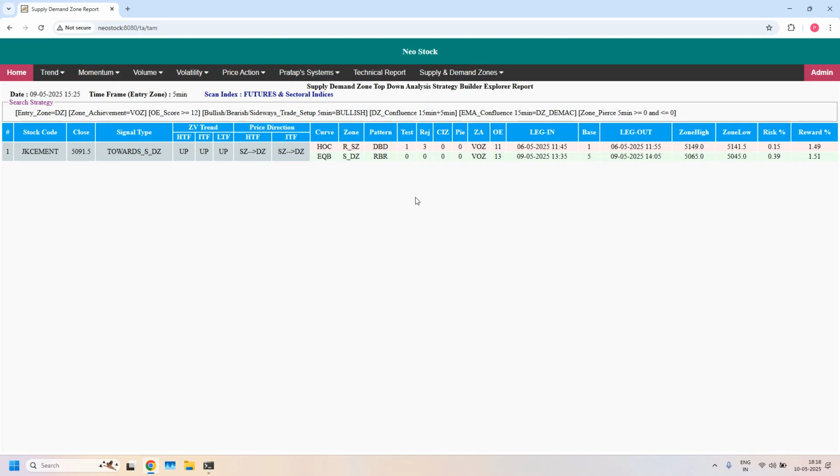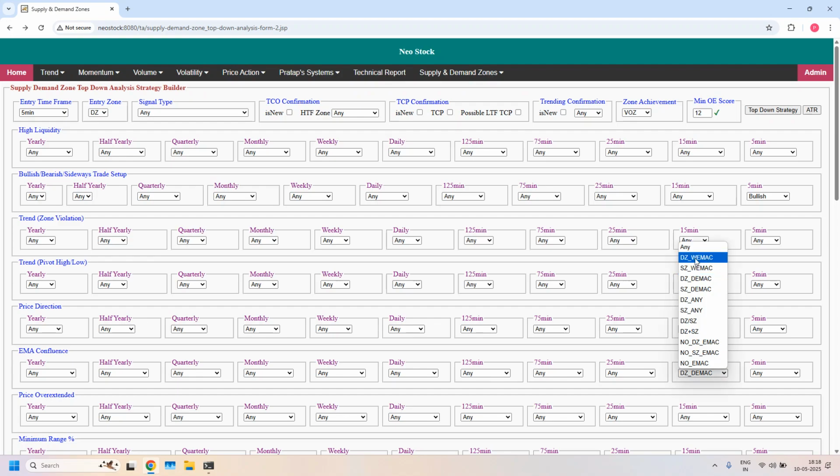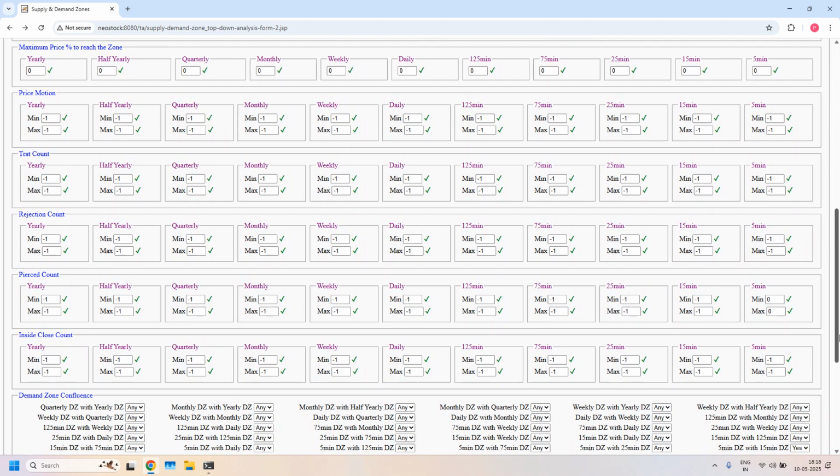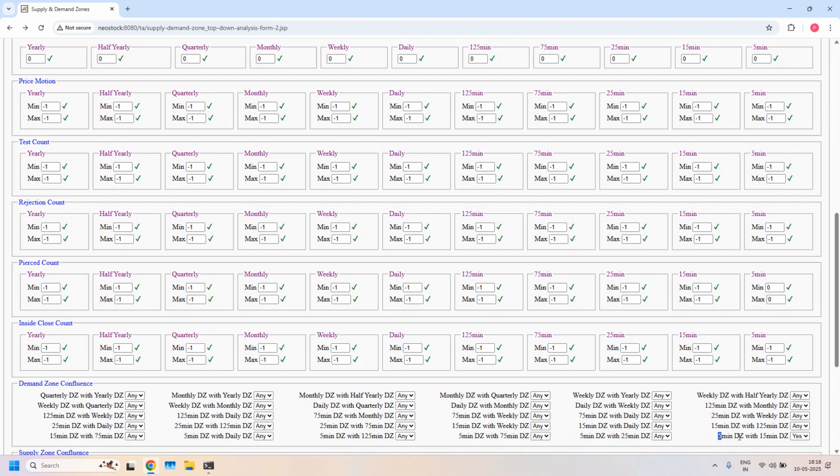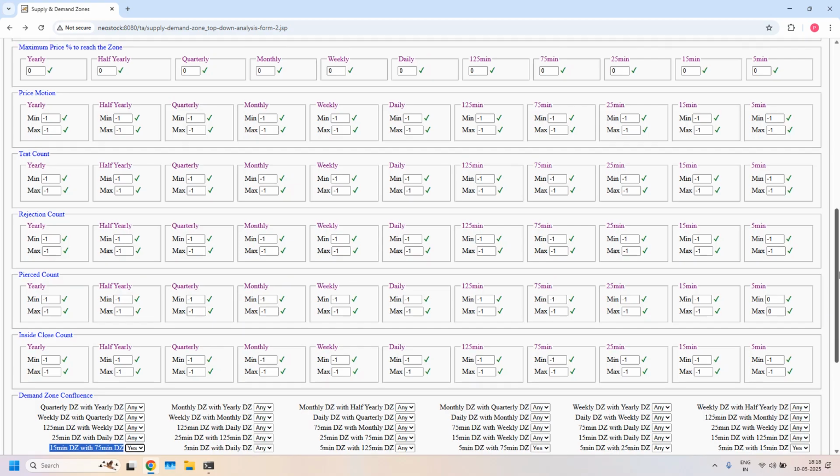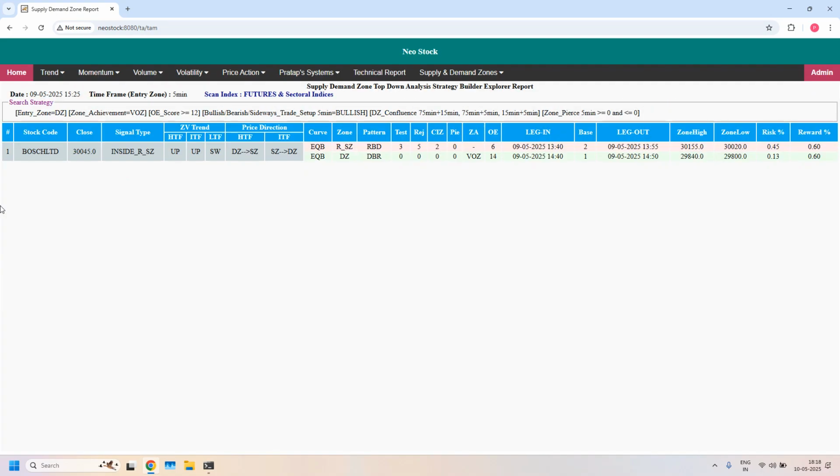Okay, next let us look into LTF, ITF and HTF demand zone confluence supported stocks. I am removing the EMA filter. In the demand zone confluence, 3 filters we have to set. First filter is enabled. Next, 5 minutes and 75 minutes demand zone confluence. 15 minutes and 75 minutes demand zone confluence. With all the 3 filters, we got 1 stock.